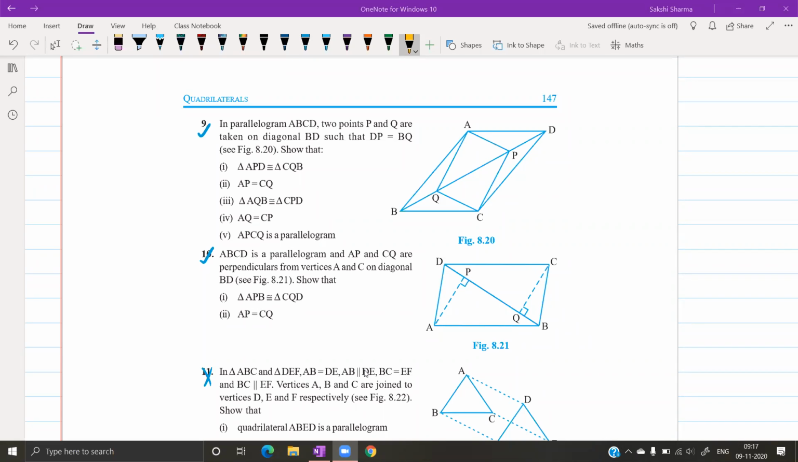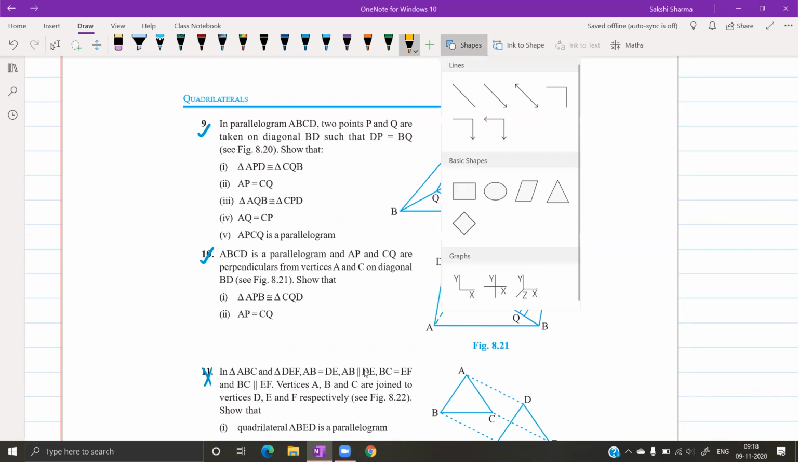Whatever we have done till now, like the first page of the exercise and all the properties that you have for a parallelogram. What happens when a quadrilateral is a parallelogram, and what do we need to do to prove a quadrilateral a parallelogram? All of those properties should be on your fingertips now.